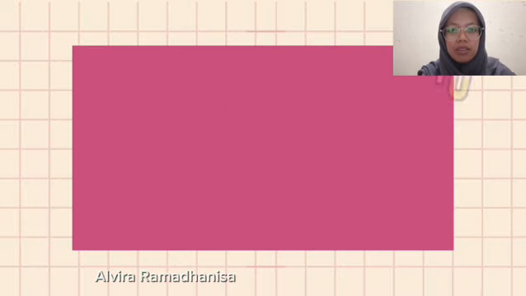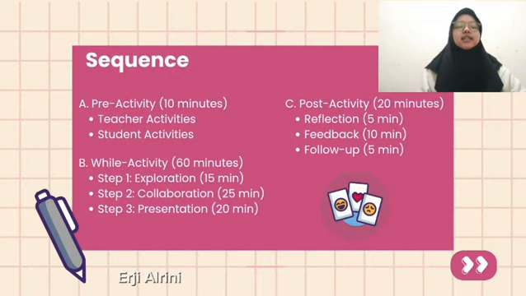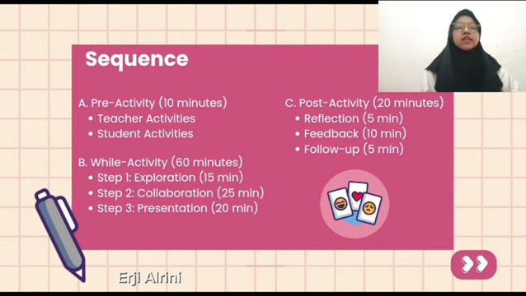The next is sequence. The first activity is the pre-activity, 10 minutes. For the teacher's activities, the teacher greets students and asks, who is your favorite celebrity, and why do you like them? And the teacher shows 2 to 3 pictures of famous people, for example, Taylor Swift, Bruno Mars, or Cristiano Ronaldo. And the teacher asks students to mention physical and personality traits.